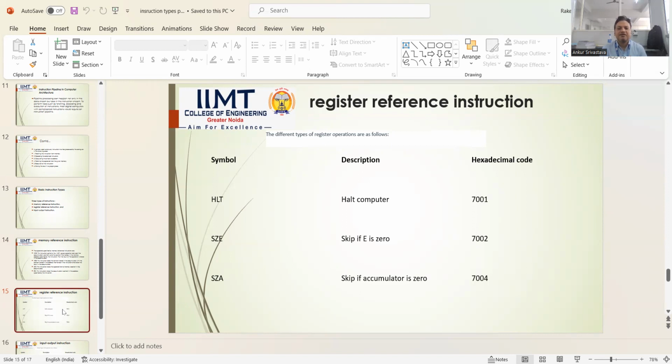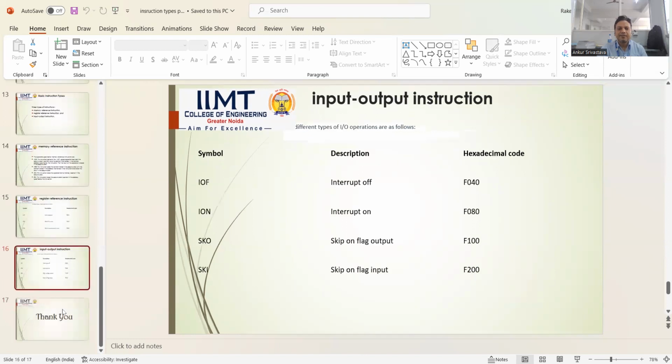SZE, skip if E is 0, 7002 is the hexadecimal code. So if E is 0, then the register skips. Similarly, SZA, skip if accumulator is 0. SZA means the accumulator is 0. Skip if accumulator is 0. Code is 7004. In the next slide, we can see the input-output instruction.